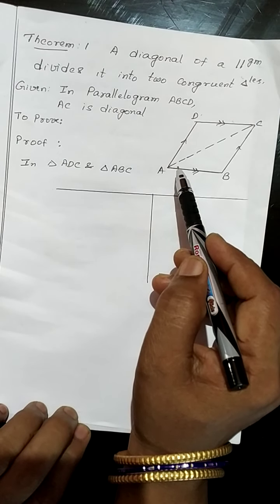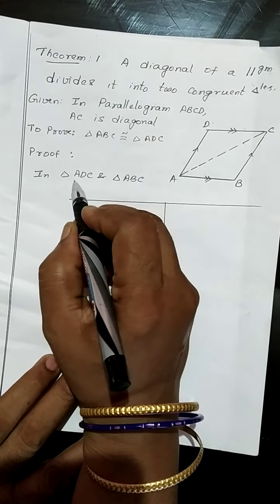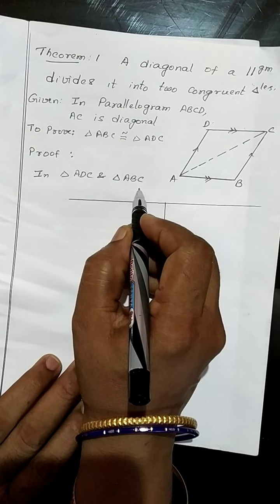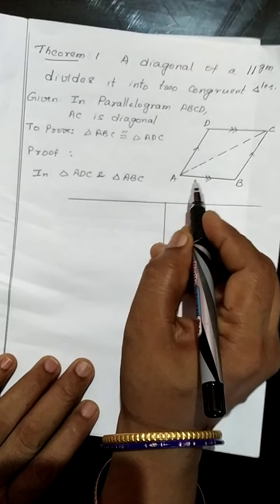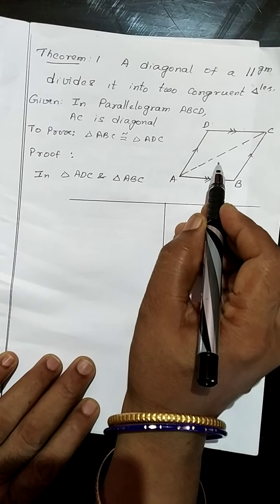Now what is to prove? It divides the parallelogram into two congruent triangles. Here you see triangle ABC and another triangle ADC. You have to show that these two are congruent. So in the proof, to prove, I will write triangle ABC congruent to triangle ADC. Okay, now in the proof, I have taken two triangles ABC and ADC. So how to prove this? This is to be proved by taking any congruency axiom.